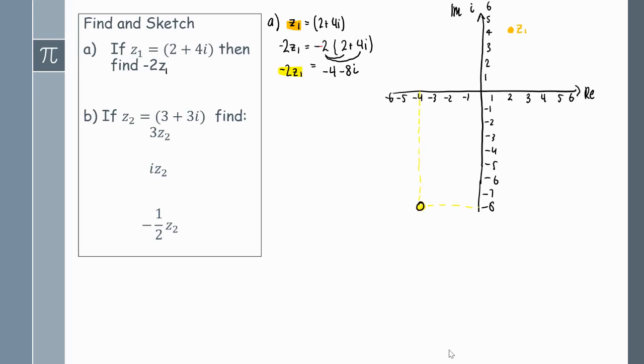The first thing you should notice is that it's reflected z1 over the origin, so it's in the opposite quadrant, and also the length of minus 2 z1 is double the length of z1 from the origin. Why is this? Well, timesing by a negative reflects the point over the origin, and timesing by 2 doubles the length of the point from the origin.